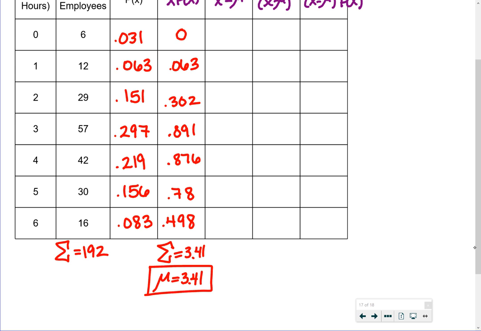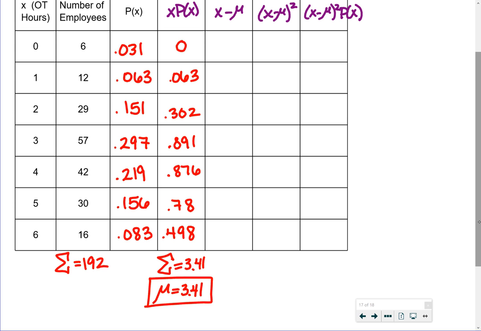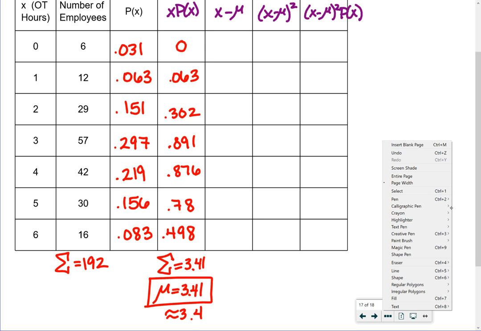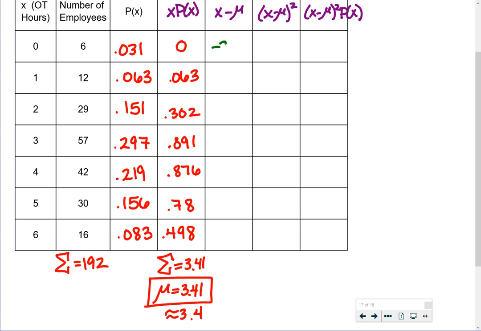All right. Now we're going to take each of our x's and we're going to subtract off the mean. I'm just going to use 3.4 just so my numbers don't get too giant here. So I'll just say approximately 3.4 down there. So 0 minus 3.4 is going to give me a negative 3.4 on that first one. 1 minus 3.4, negative 2.4. 2 minus 3.4, negative 1.4. 3, negative 0.4. 4 will give me 0.6. 5, 1.6. And 6, 2.6. So those are my deviations.